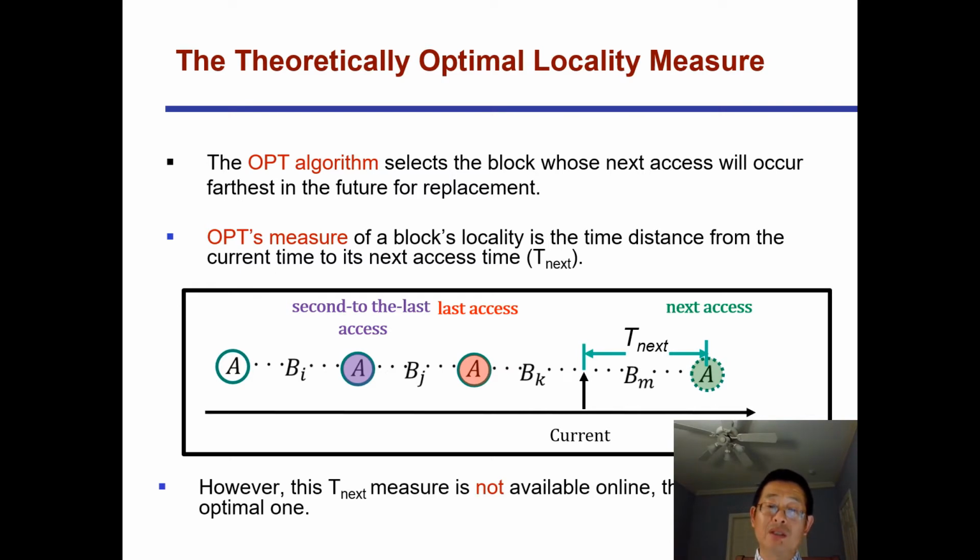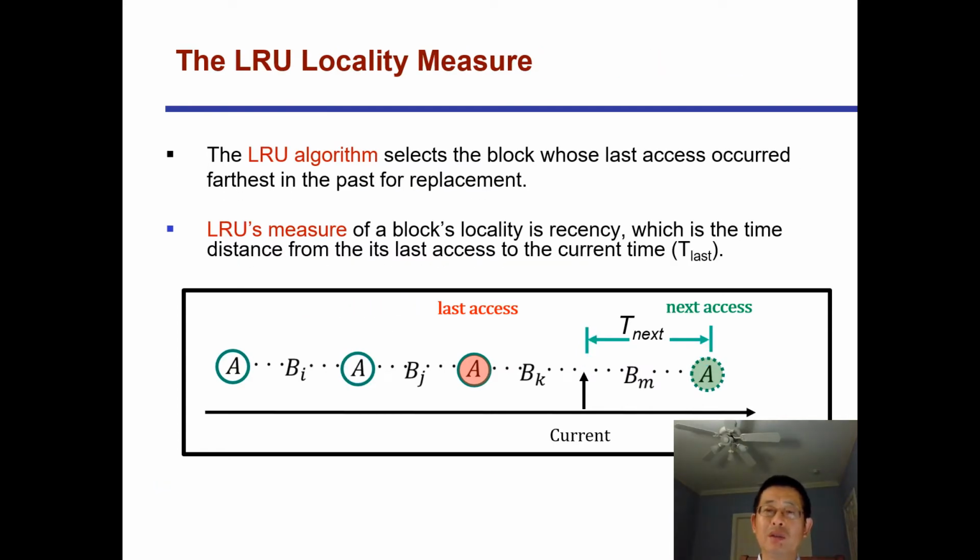However, this tnext measure is not available online. So now let's see an online locality measure. The LRU algorithm selects a block whose last access occurred furthest in the past for replacement. So its locality measure is actually recency, which is the time from its last access to the current time, tlast. So it attempts to use tlast to estimate tnext, which is not available online.